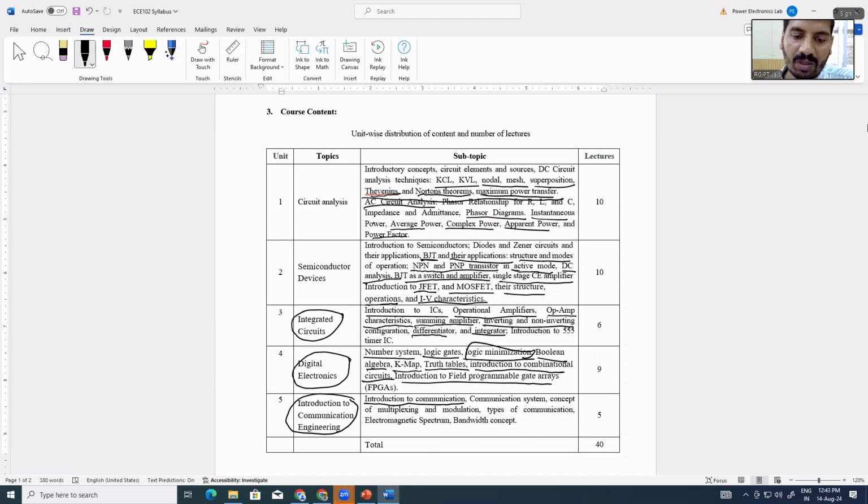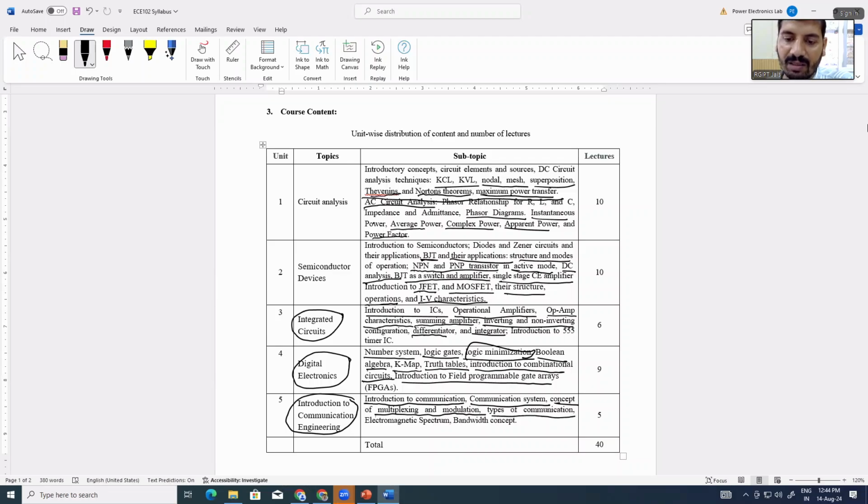So introduction to communication: what is a communication system, and the concept of multiplexing and modulation. What is modulation? It is a very important topic in communication engineering that you should understand. So basic things are kept in this unit.